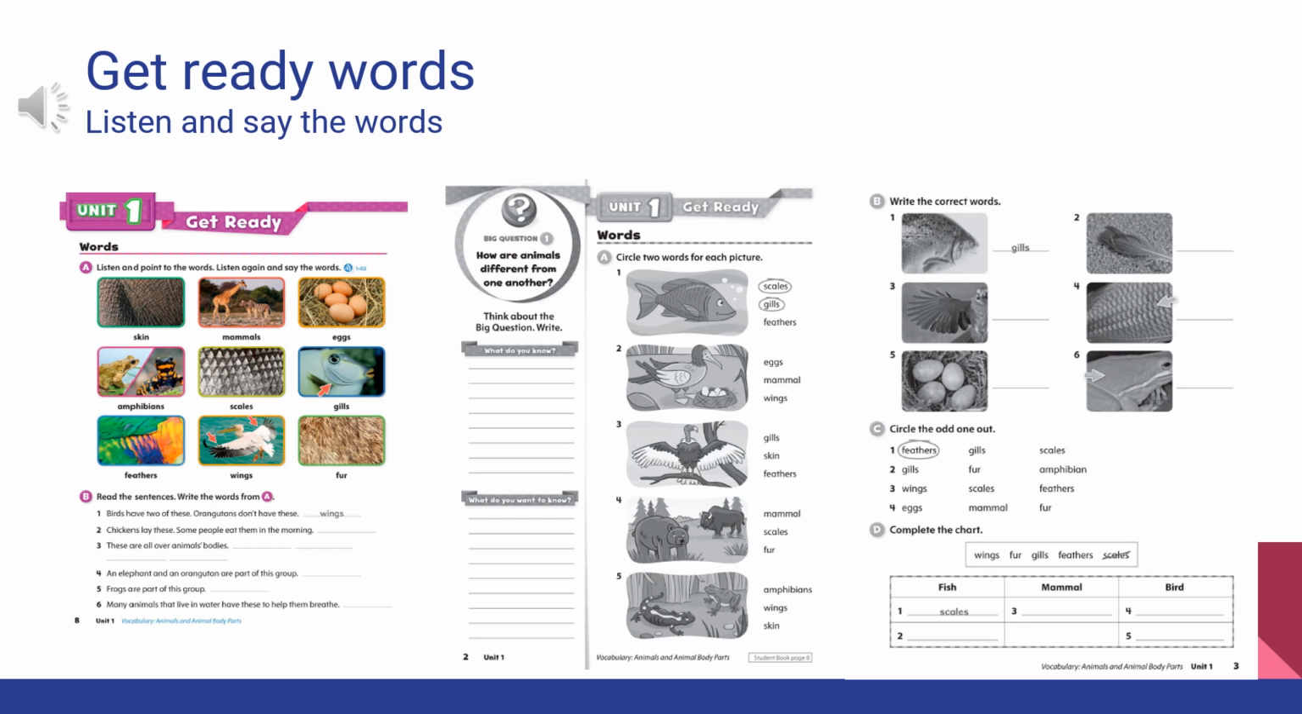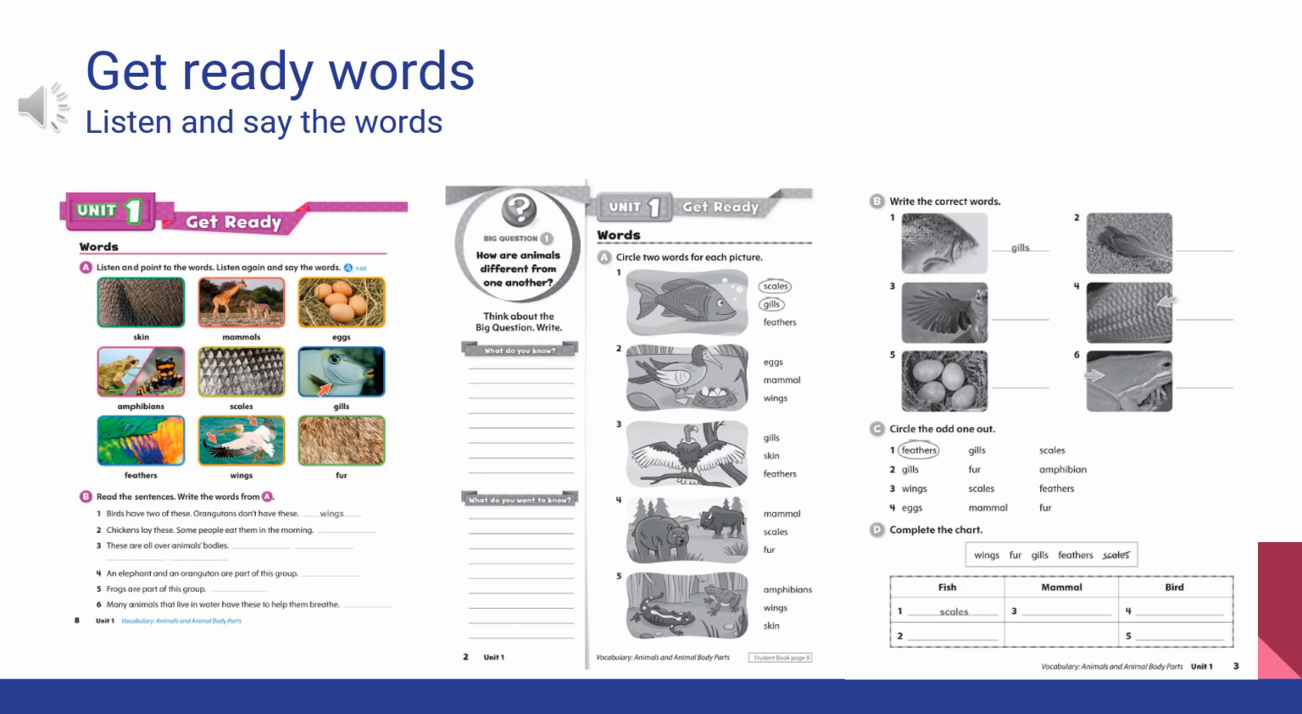C part is circle the odd one out. You need to circle the one which is the odd one and which is not related to the rest of the two. If you look at the first one, it has feathers, gills and scales. So yes, feathers is the odd one out because fish has gills, fish has scales, but fish doesn't have feathers.